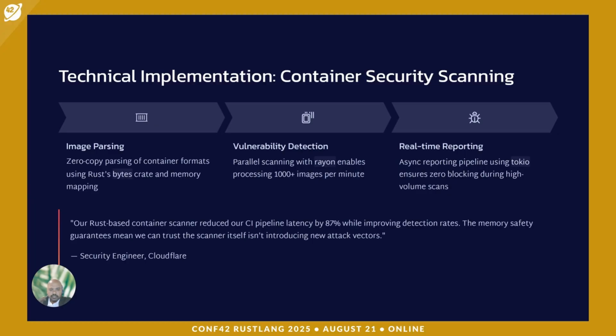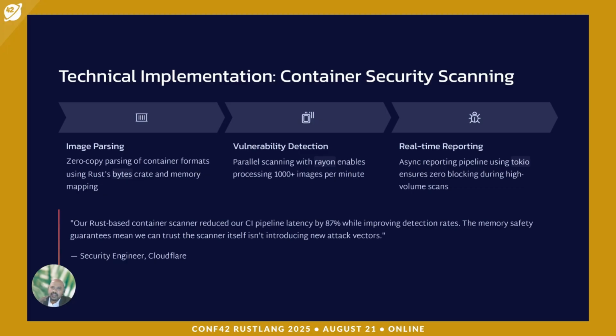Coming to Rust-based container scanning, Rust lets us build container scanners that are fast, safe, and accurate. The improvements Rust brings are zero copy parsing, parallel scanning, and async reporting. Zero copy parsing with crates like bytes: the scanners can read container layers directly from disk without duplicating data in memory.